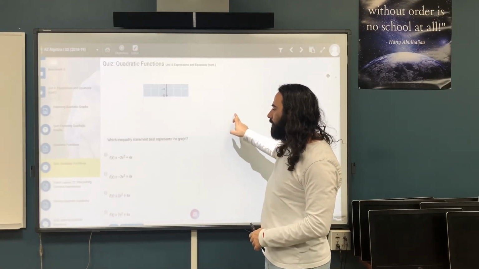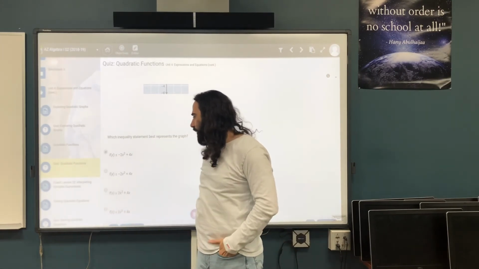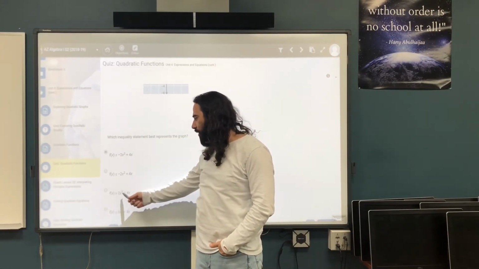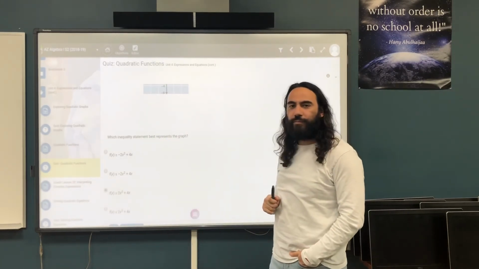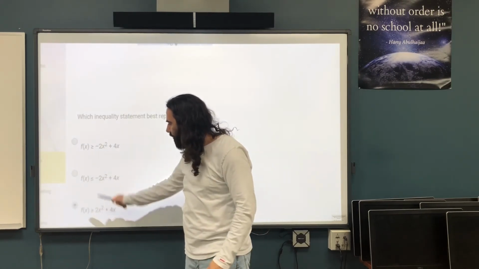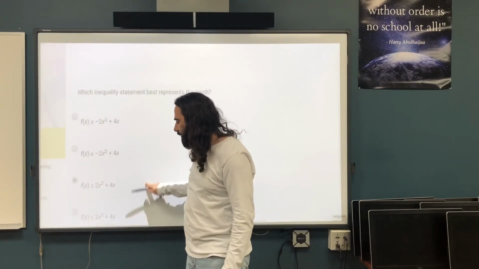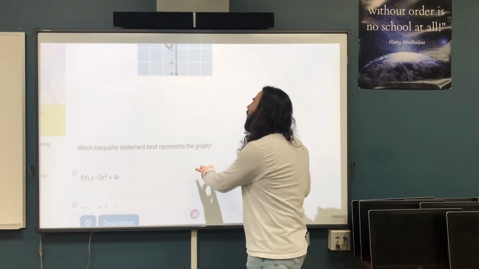So which one is the answer? As you can see, the greater than, you have the first option. The second one, no. The third one, also an option. So it's either the first one or the third one, because these are the only ones that are greater than. This is less than, and this one is also less than. Now the question is, which one is the answer? How do we know it?